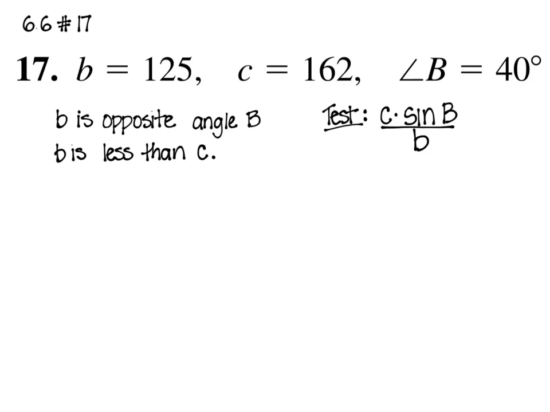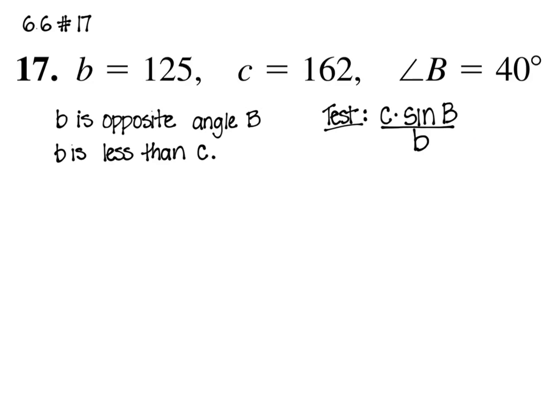So now, let's look at problem number 17. You're given two sides and an angle that's not included. So this is where I would say I'm going to use the law of sines. And I notice that side B is opposite angle B, so that's the one I'm comparing. I'm looking at that and I say, oh, but B is less than C. That's where I have to start looking at this test: C times sine of B over B, to see if it is less than, equal to, or greater than 1.